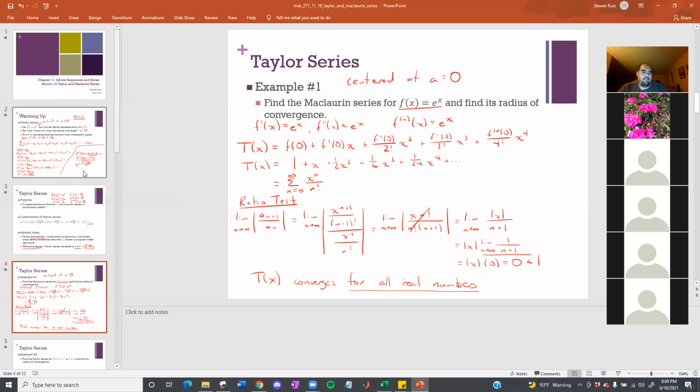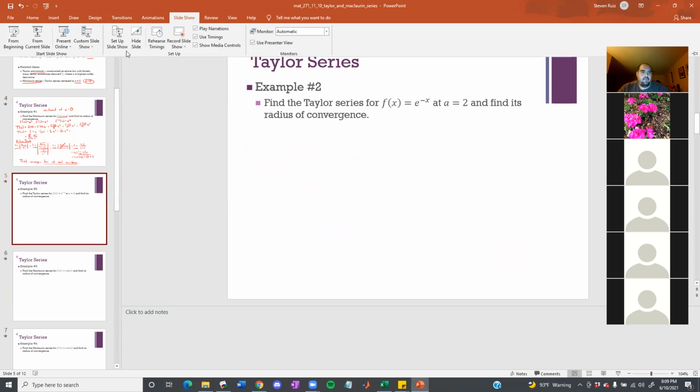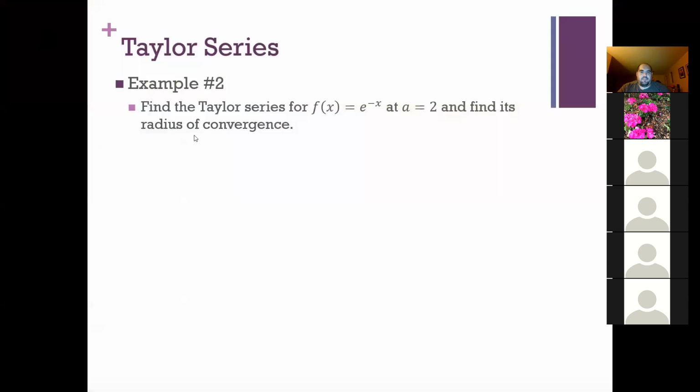Back to this. So let's do something a little similar. Now I want to find a Taylor series that's centered away from x equals 0. So that's why I have to be clear about this: a equals 2.